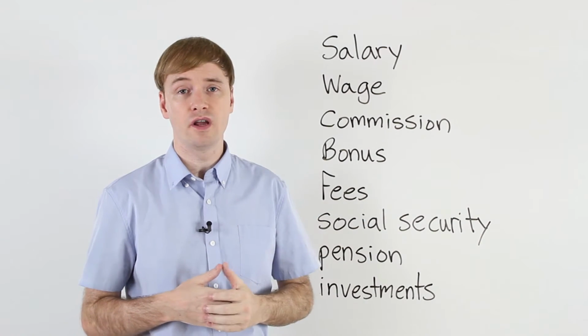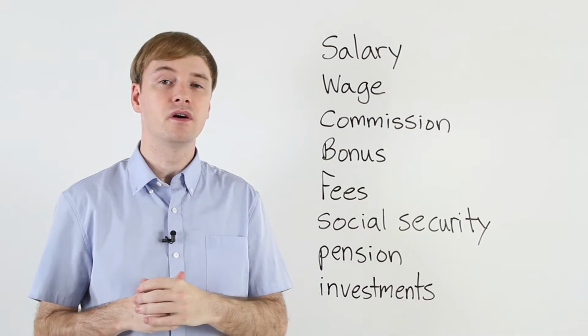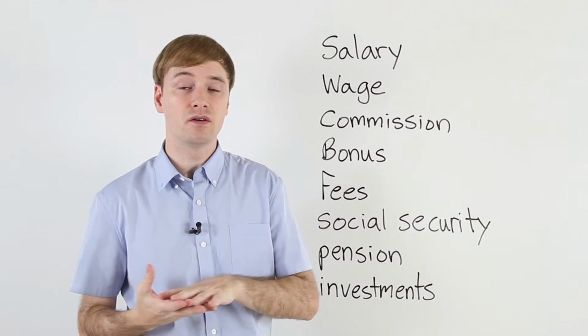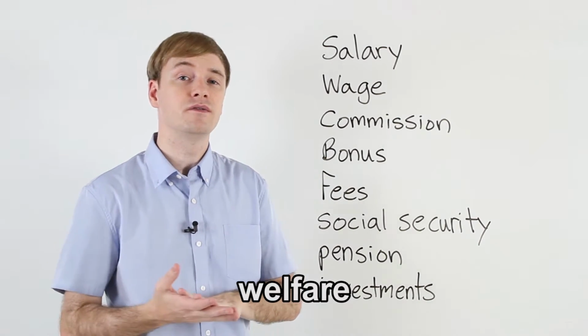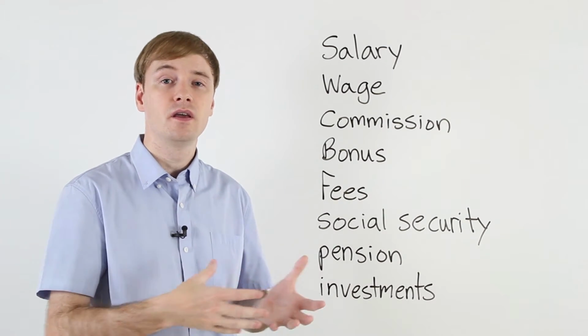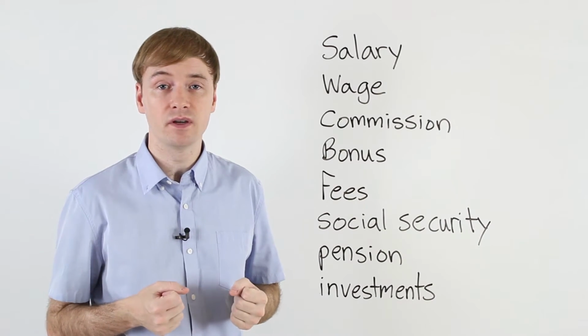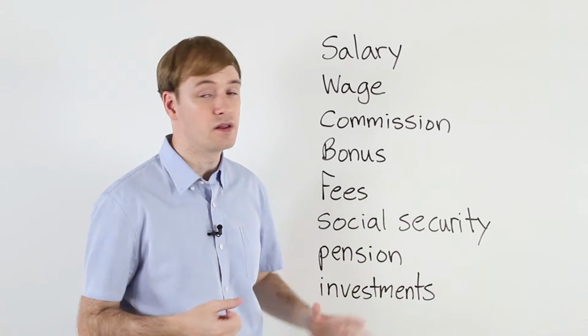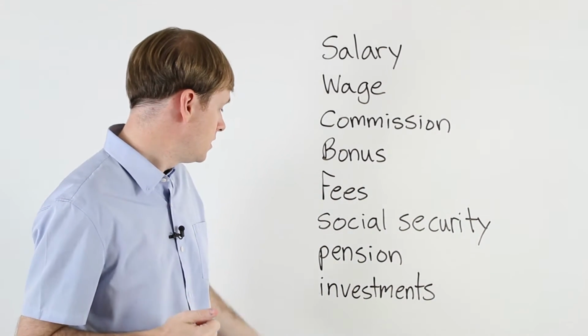Social Security. All right, this is money from the government. It can be called also welfare. So if you lost your job or you're handicapped and you need some money from the government, this is Social Security. That is also income.